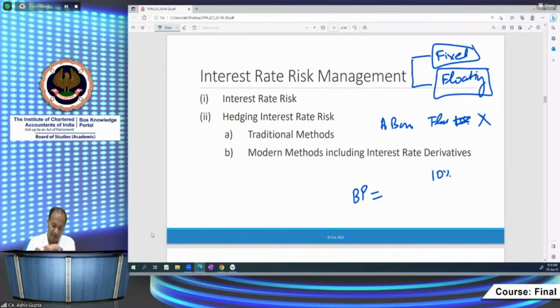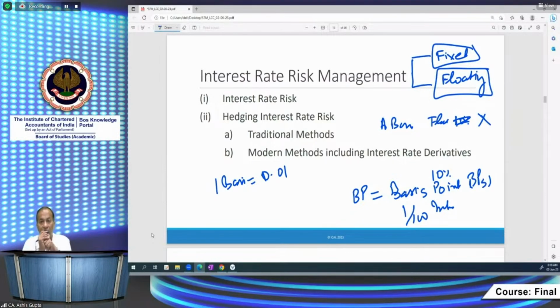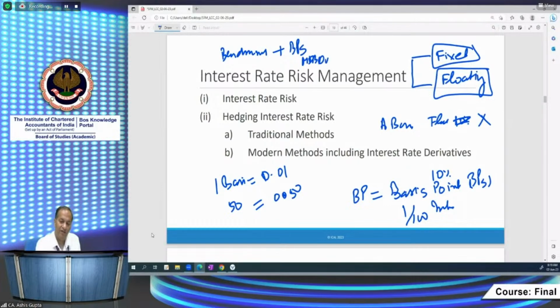There is a concept of basis point. Here you will need to understand what a basis point is, because interest is normally quoted in BPs. It is one hundredth of a percent, so 50 basis points means 0.5%. Normally whenever we quote a loan, we say benchmark rate plus basis points. Say the benchmark rate, MIBOR, is today 6%, and we quote 500 basis points. So ultimately the rate of interest is 11%, at which the bank is giving the loan to a company.